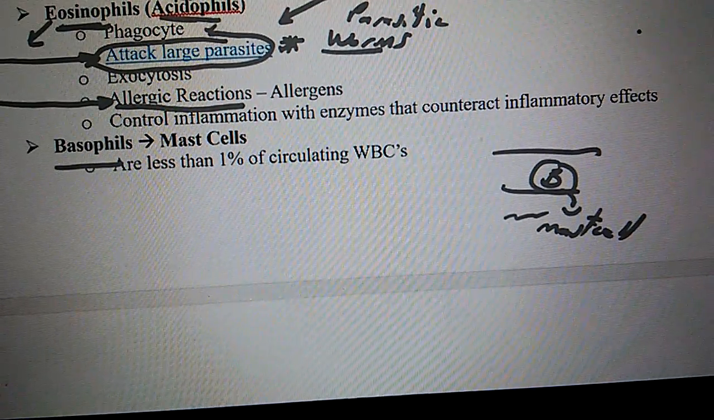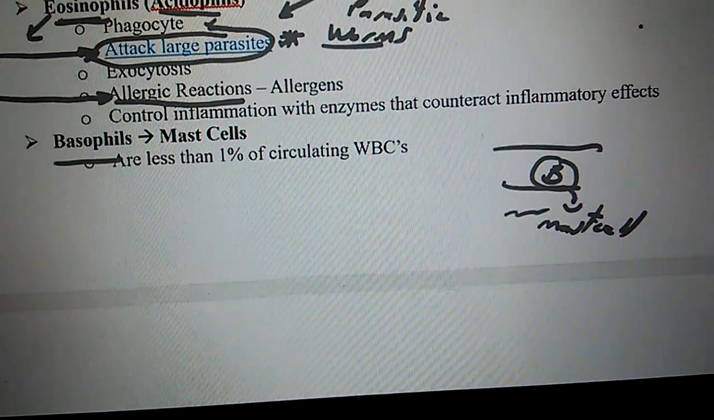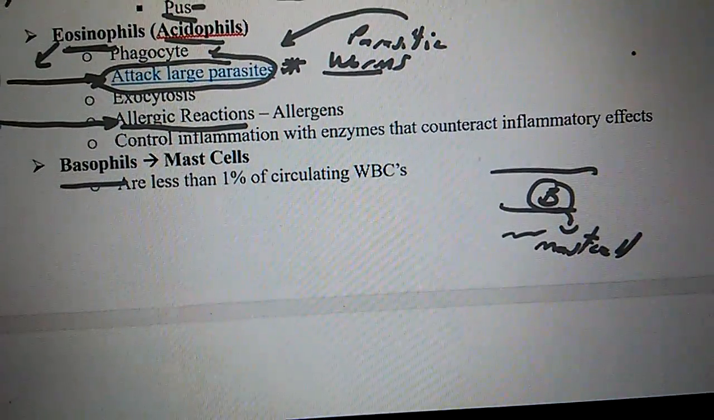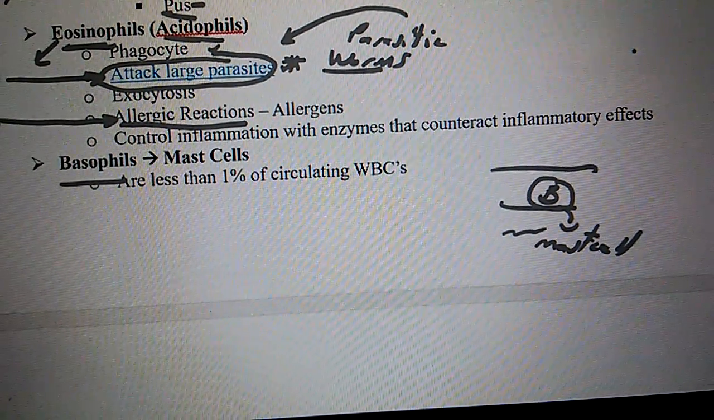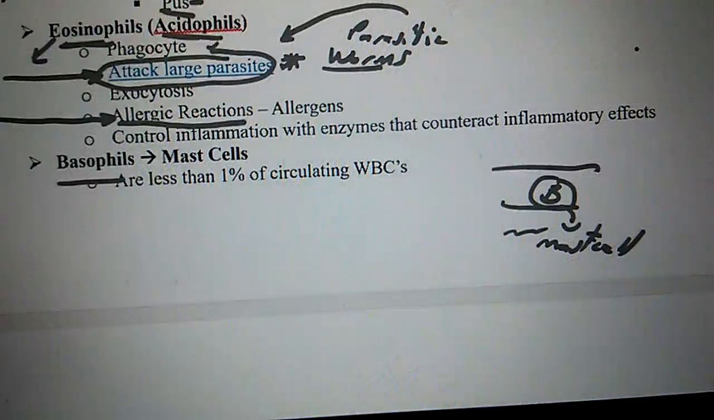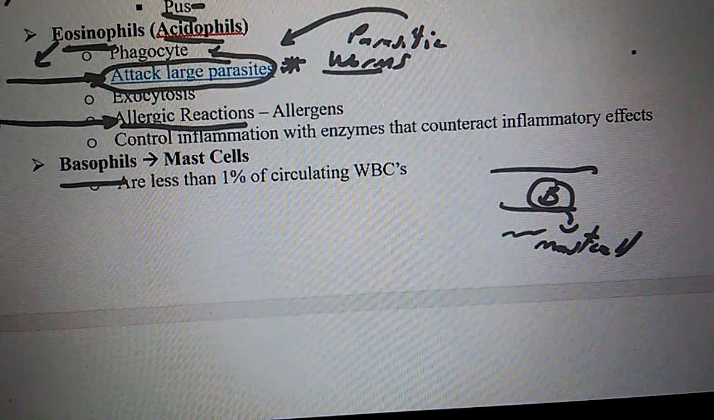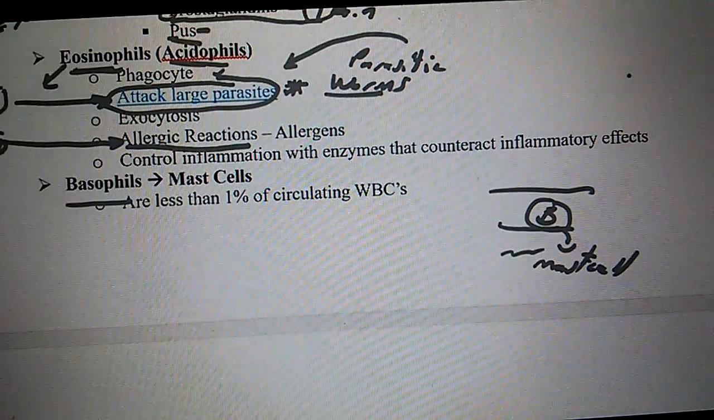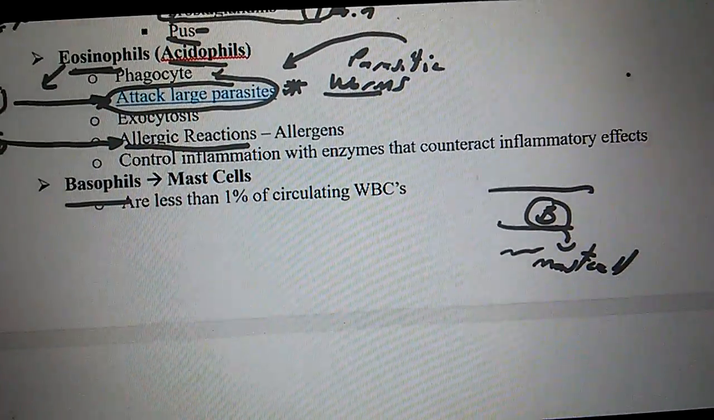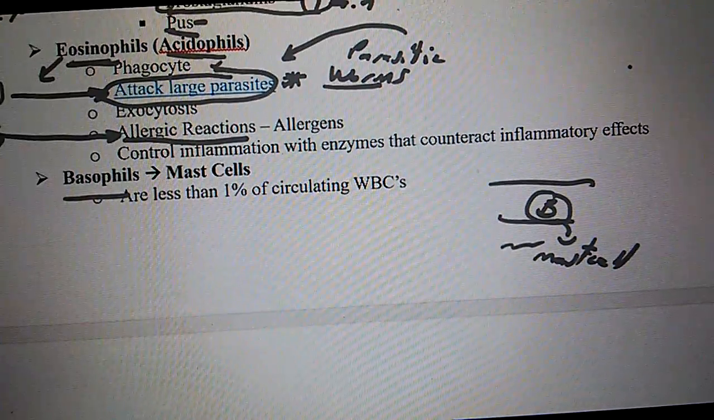Is a basophil a granulocyte or agranulocyte? Granulocyte. Remember Ben. Ben has the granules. What does Ben have? Granules. Who has granules? Ben. What does the B stand for? Basophil.